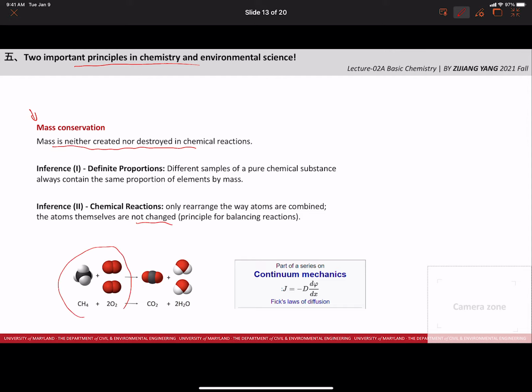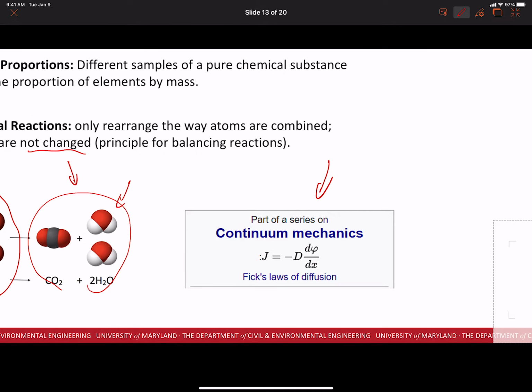So before the chemical reaction, we have four oxygen atoms. And after the reaction, we still have four oxygen atoms. But for a nuclear reaction, it will change. So this is an expression of mass conservation in chemistry, and we also have the expression of mass conservation in physics. And this is Fick's law.